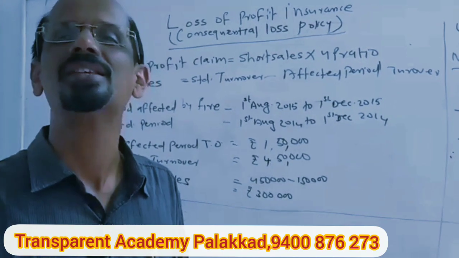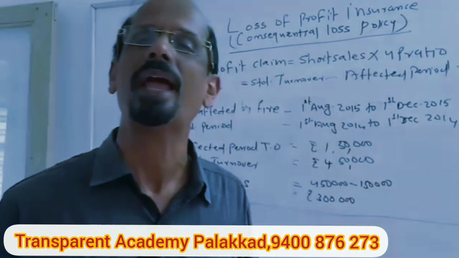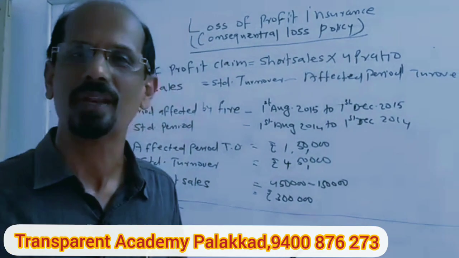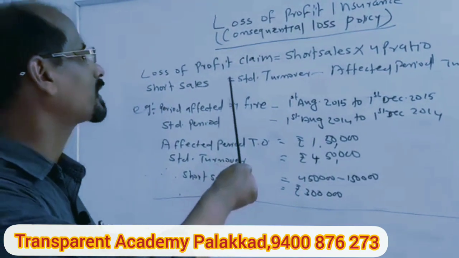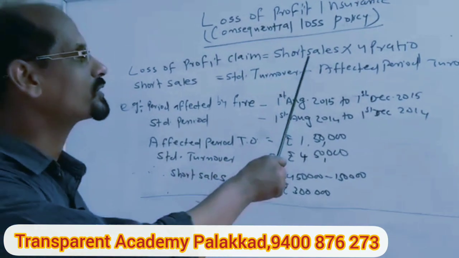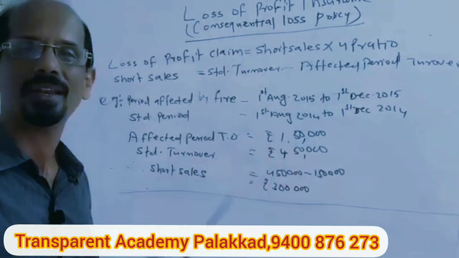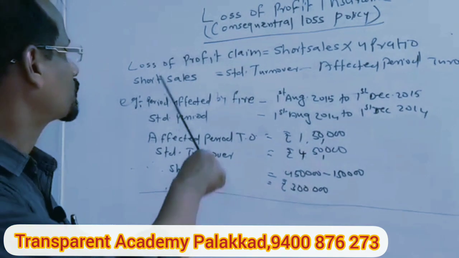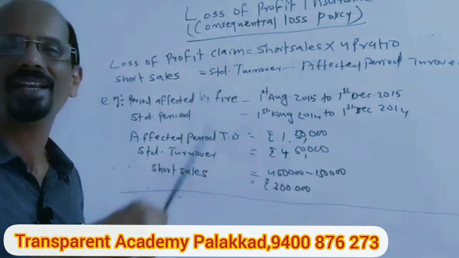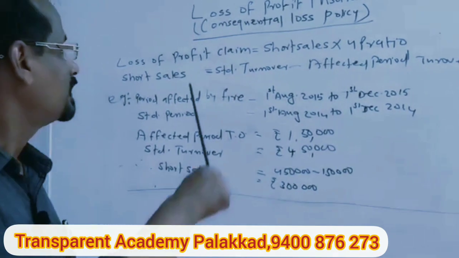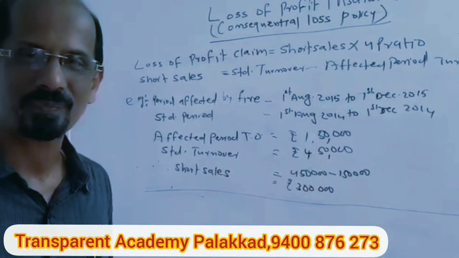Now we will discuss with an example. We want to calculate loss of profit insurance claim. First of all, the formula is this: loss of profit claim is short sales into GP ratio. Now, what is short sales? Short sales is standard turnover minus affected period turnover.